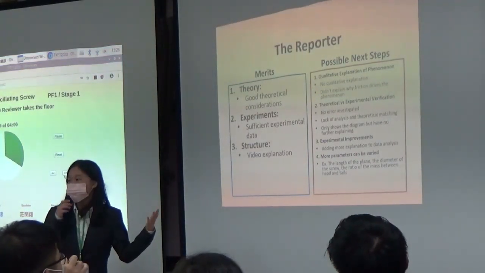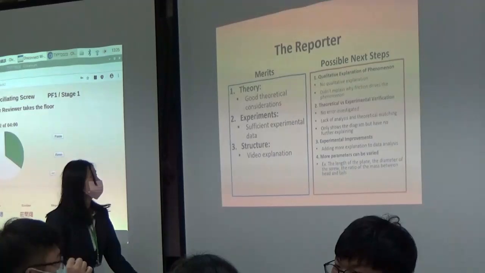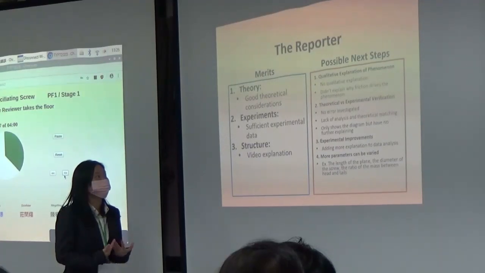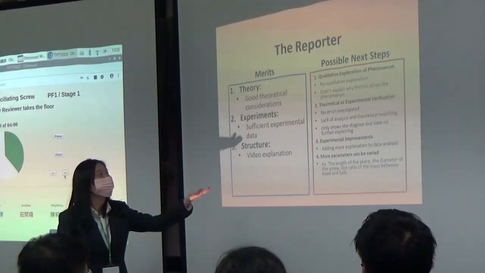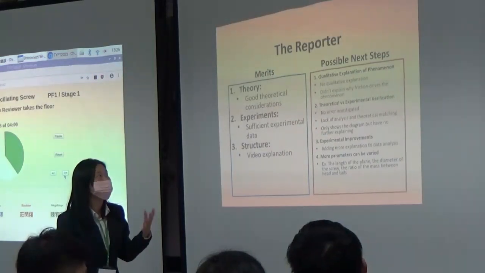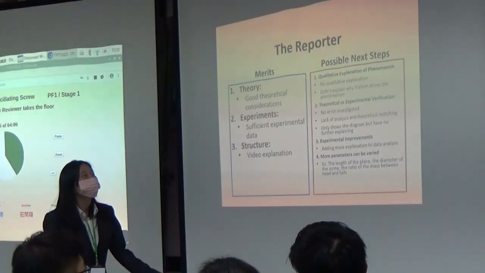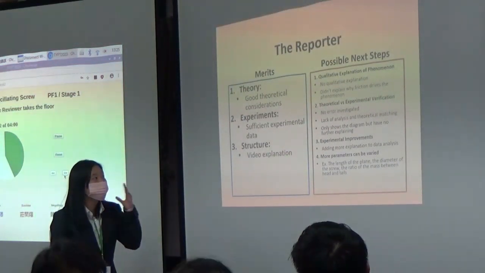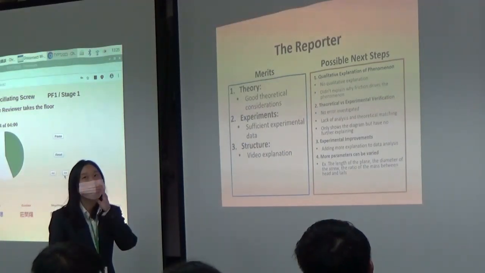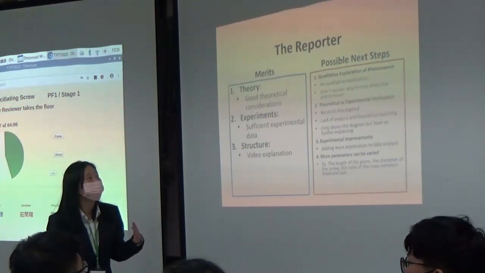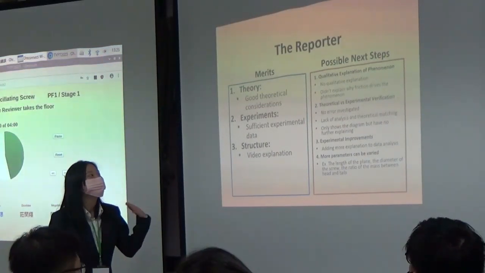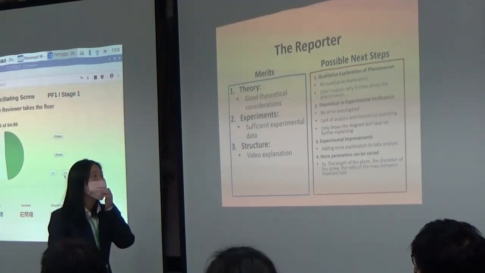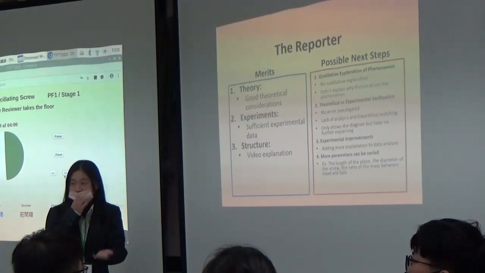Next, about the pros and cons of the reporter. For their theory, they had good theoretical considerations. However, they could improve on the qualitative explanation of the phenomenon, since they didn't give one and didn't explain why the friction drives the phenomenon. And the clash between theoretical and experimental verification is that they had no error investigated, and they lack analysis and theoretical matching. They only show the diagram but have no further explanation.